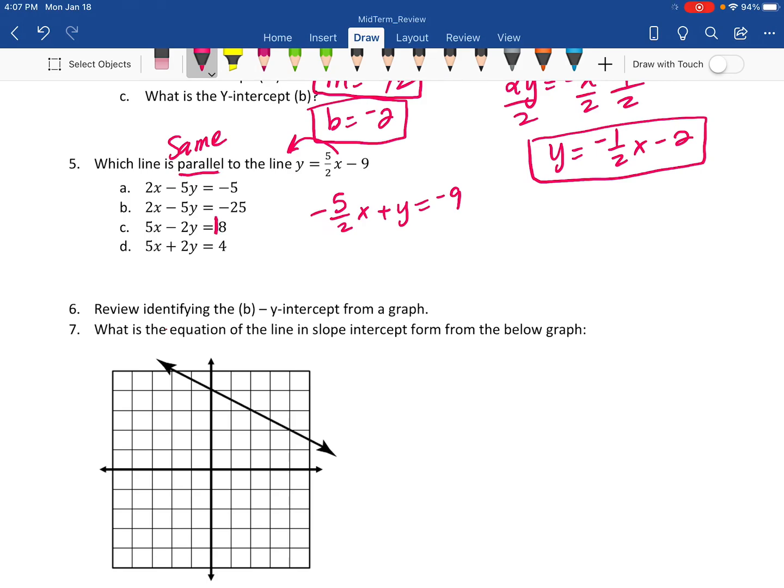Okay, so then all these answer choices, this sign's going to switch. I'm going to multiply everything by -2. So this is going to become 5x minus 2y, which is going to give me positive 18, which is our answer choice C.